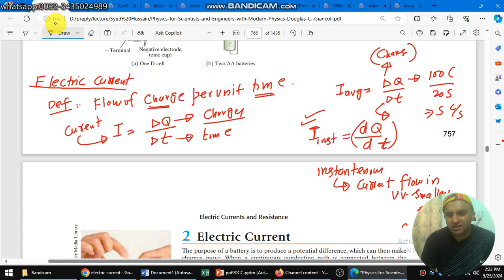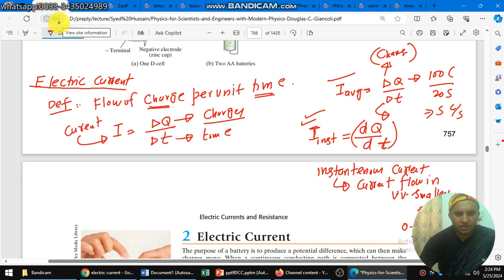Instantaneous current means the current flowing in a very small interval of time. So if we say the current flows for 0.01 second, how much current flows in 0.01 second? It's a very small time, so we say that this is the instantaneous current. Average current means the total charge flowing in a large time. The time is large in the average value. But basically the main thing is that current is equal to the rate of flow of charge, dq over dt, or del q over del t.